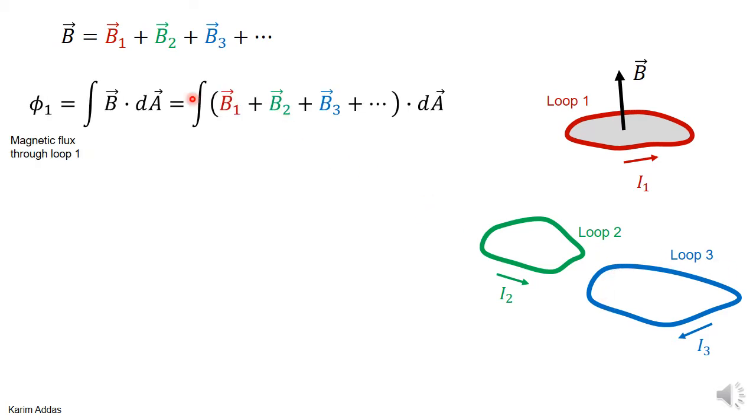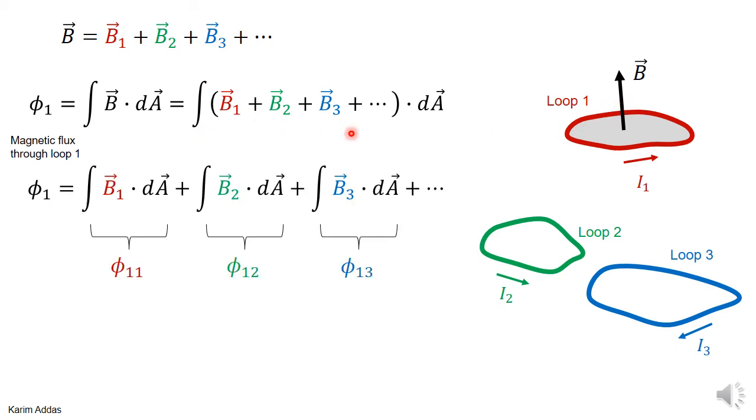Now, if you get the magnetic flux through loop 1, then this magnetic flux has several components. You have magnetic flux through loop 1 due to the magnetic field due to the current in loop 1, and you have magnetic flux through loop 1 due to the magnetic field due to current I2, and you have magnetic flux through loop 1 due to the magnetic field due to the current I3. So you have different phi's here.